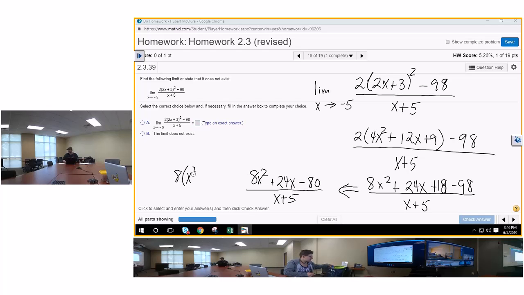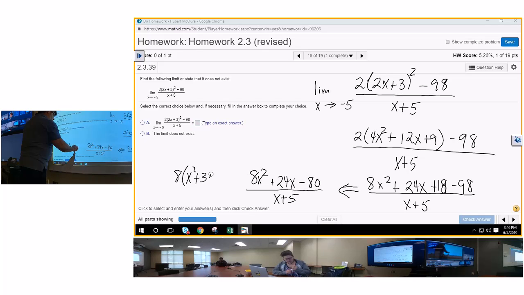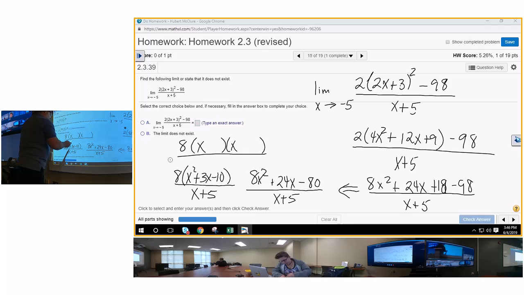X squared plus 3x minus 10 over x plus 5. Factor that. Reverse FOIL, because 10 is not a perfect square. That'll give you a 2 and a 5. We need a positive 3. And look what happens.